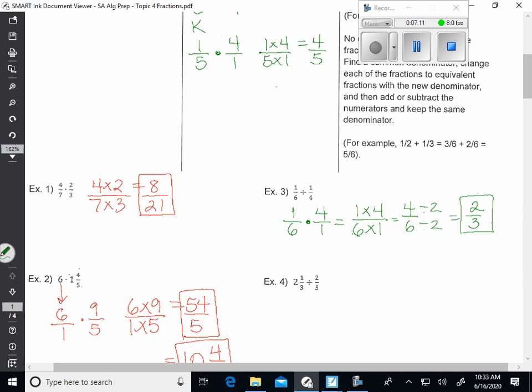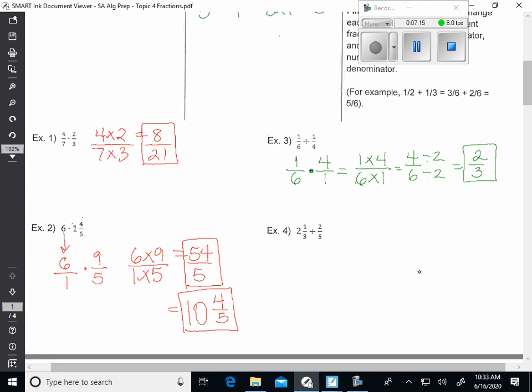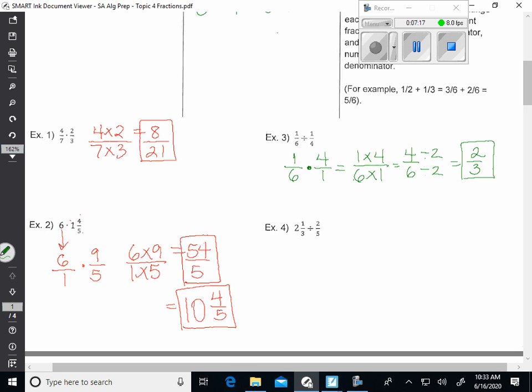Let's do the exact same thing with a little bit more complicated example. So 2 1/3 divided by 2/5. So again, 2 1/3 needs to change to an improper fraction. 3 times 2 is 6, plus 1 is 7. So 7/3. Change division to multiplication, and then you flip the second fraction over. 5/2.